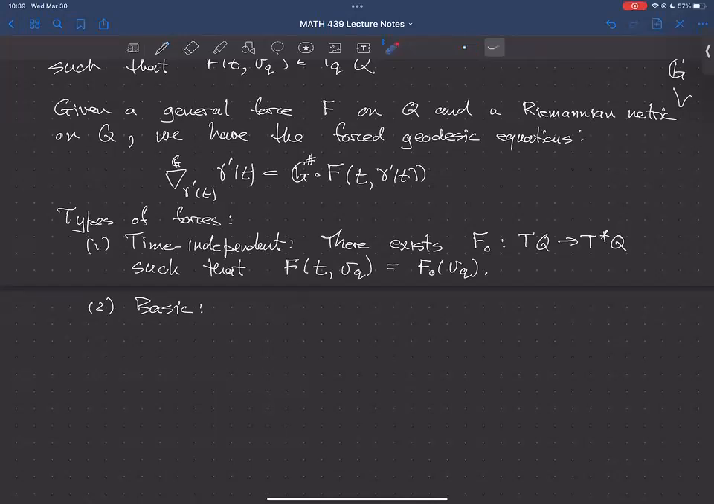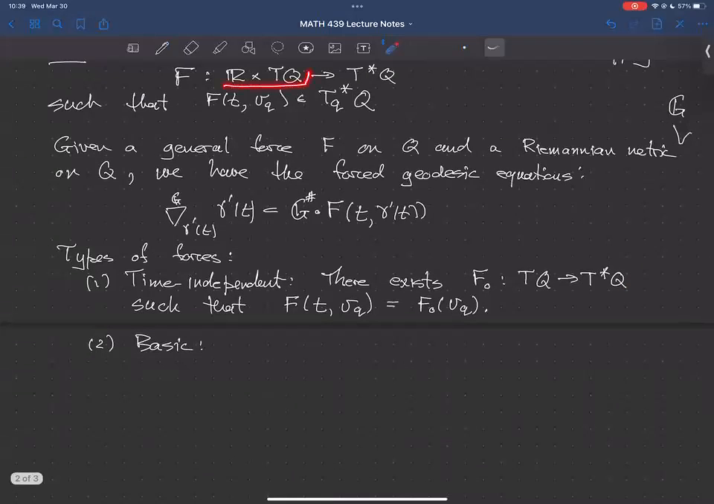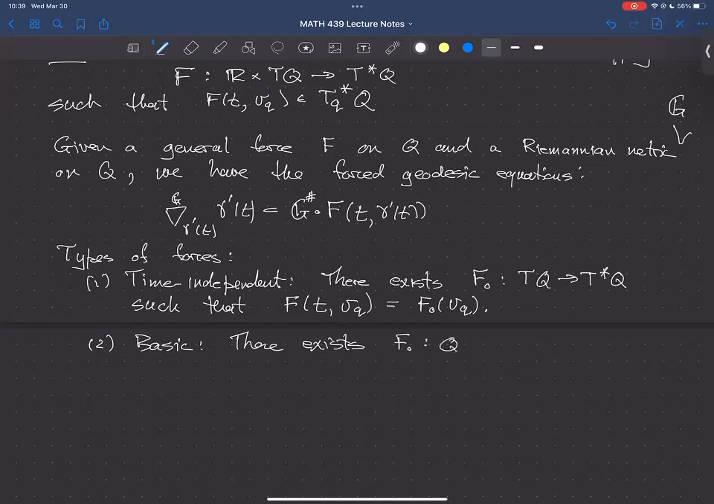And so, phrasing things like we did in the time independent case, that means we're going to have a force like F, but the dependence of F is going to eliminate R, and it's going to eliminate T in the TQ part. So it's just going to be a function from Q to T star Q. So there exists, I'll still call it F naught, but in this case, it's going to be a mapping from Q to T star Q, such that, again, F of T, VQ equals F naught of Q. So again, it's just expressing precisely what you mean to be independent of time and velocity.